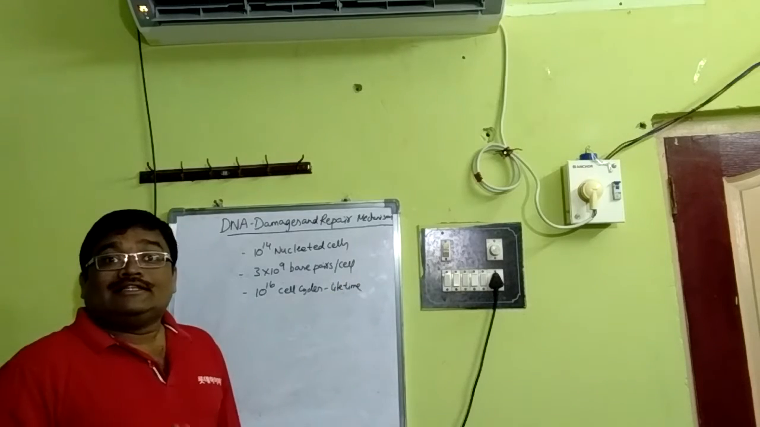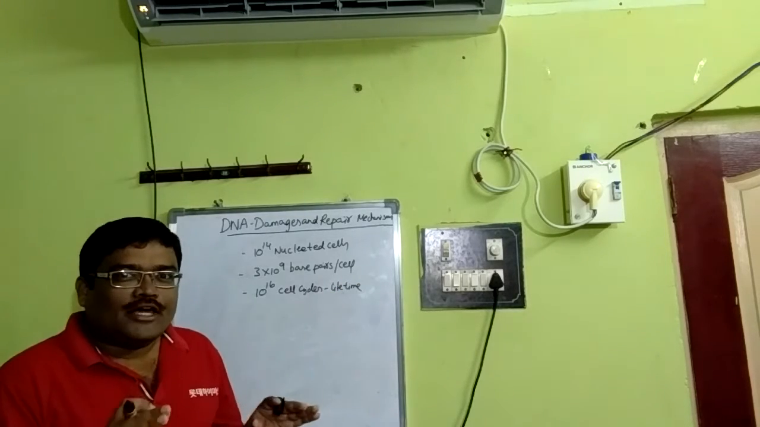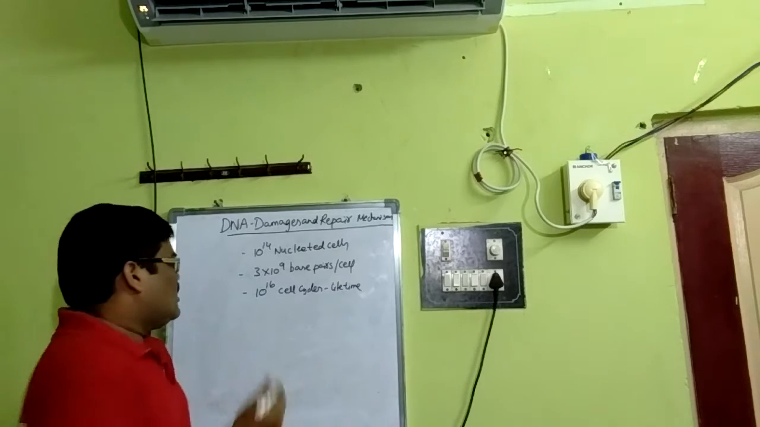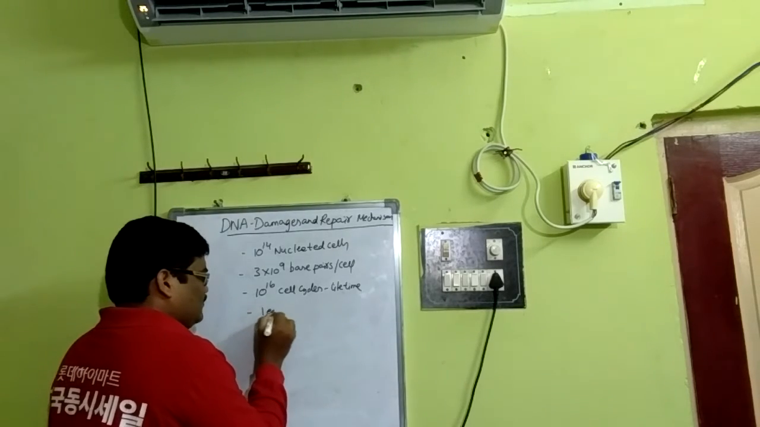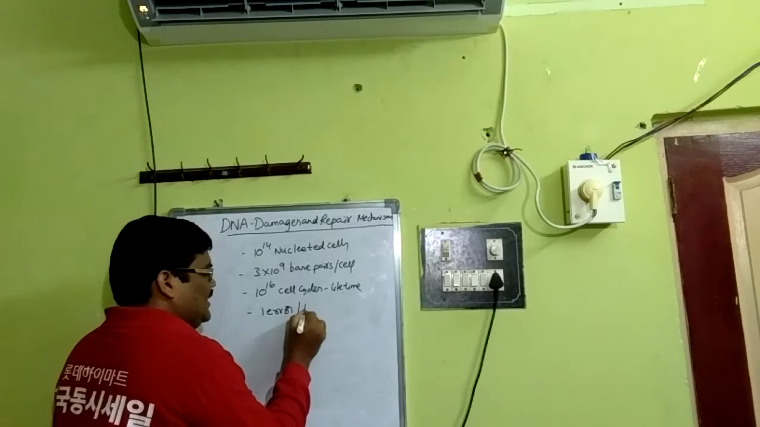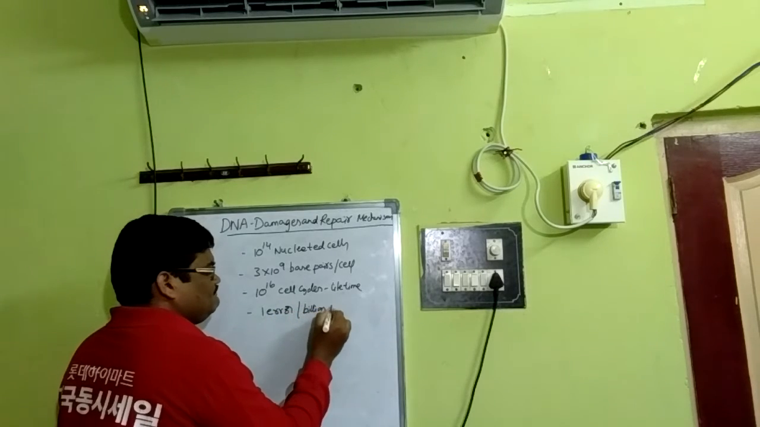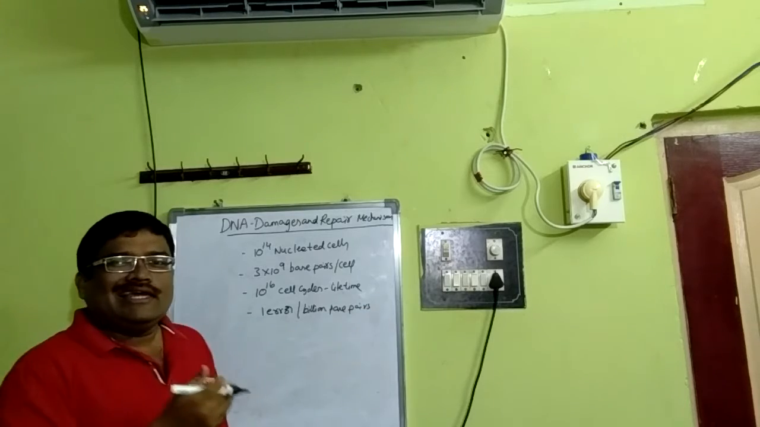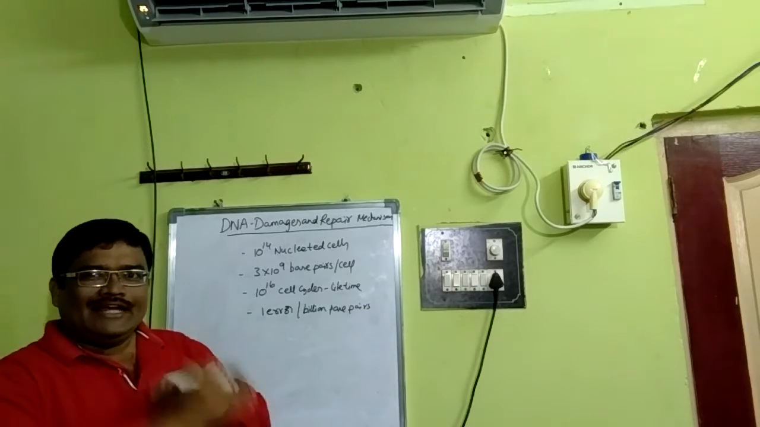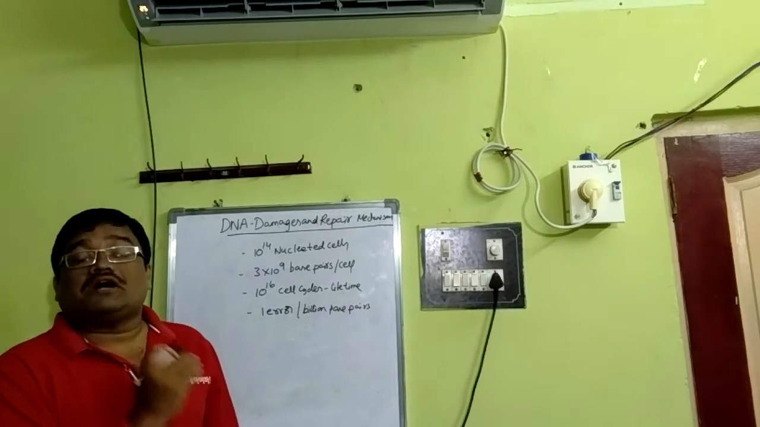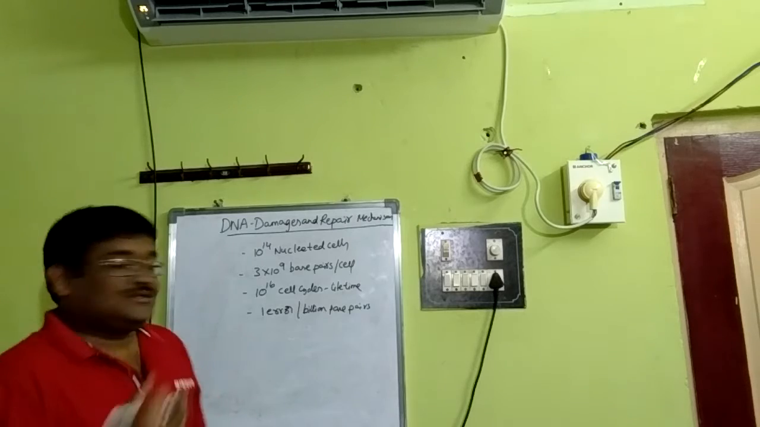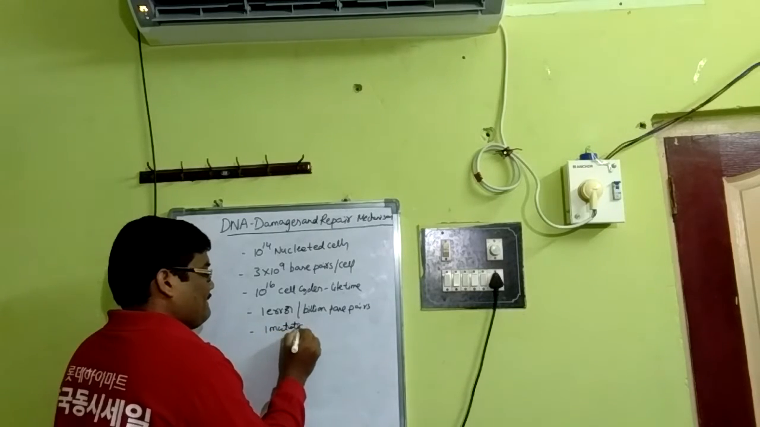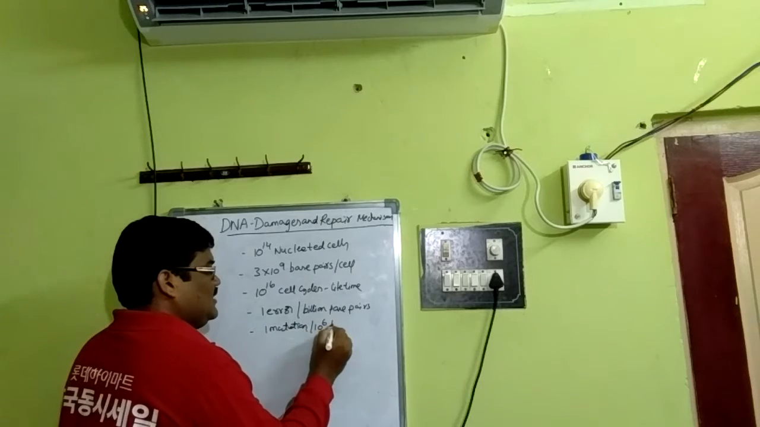I told you, there should not be any error during replication. And what is the possible rate of error on average? It is 1 error per billion base pairs. This mismatch leads to mutations, which is unwanted. And what is that rate? It is 1 mutation per 10 to the power of 6 billion base pairs.